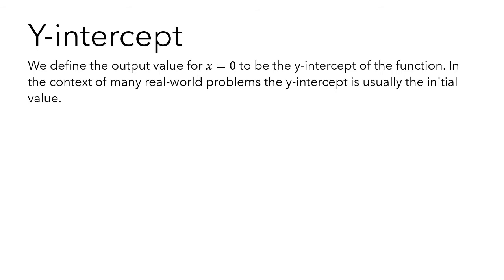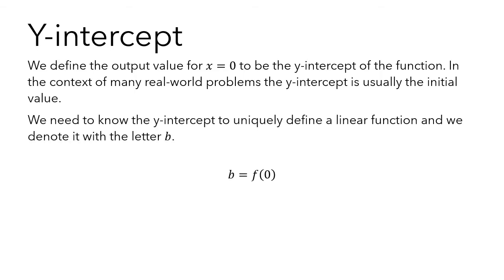Now we define the output value for x equals 0 to be the y-intercept of the function. And really, in the context of many real-world problems, the y-intercept is usually the starting or the initial value. So we need to know this y-intercept to uniquely define a linear function, and we denote it with the letter b. So b is the function value at x equals 0.